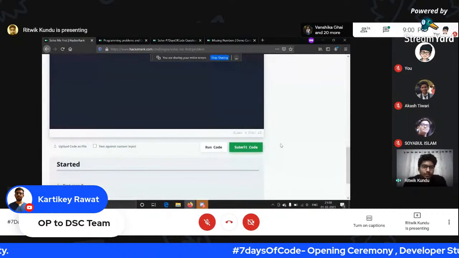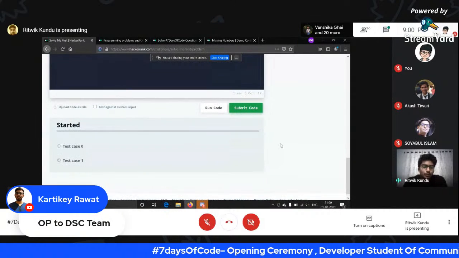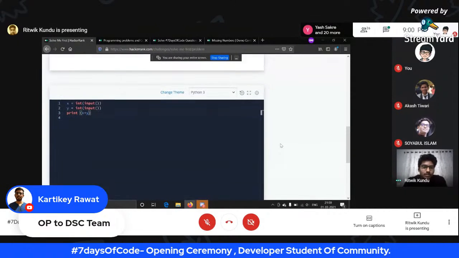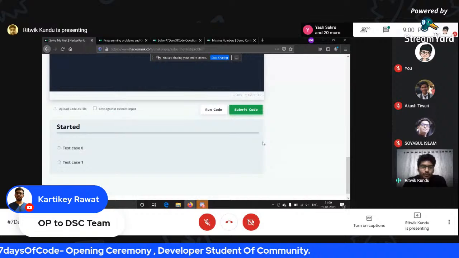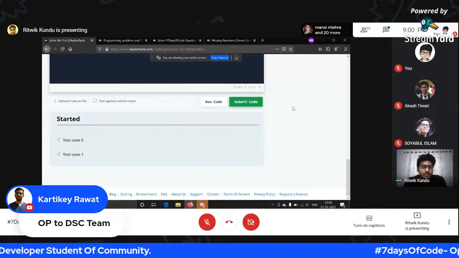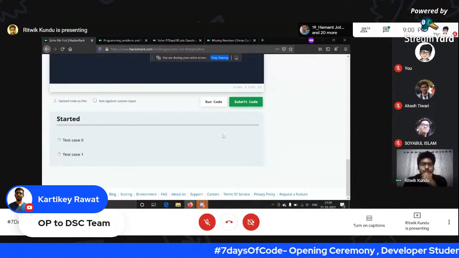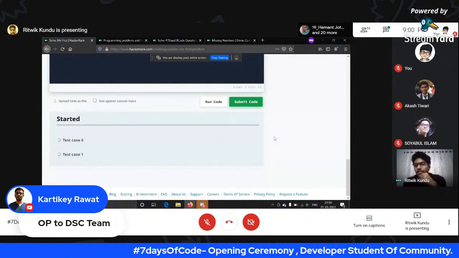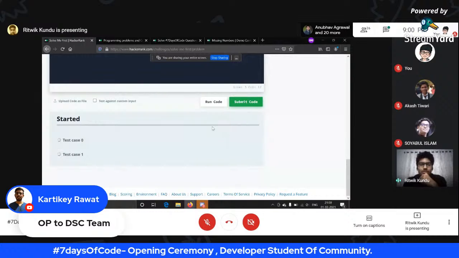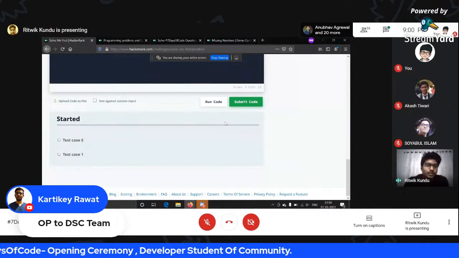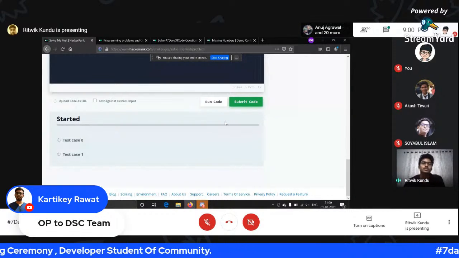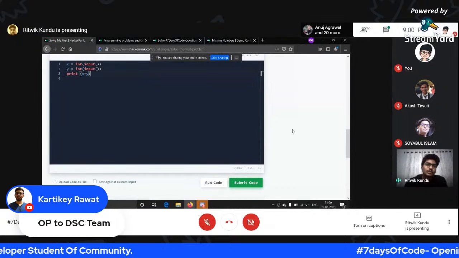And Python is, like Sajal sir pointed out, a bit slow, right? I don't know why it's taking so much time. Generally it doesn't take this much time. It just shows all correct. But I think you get the idea about how to use their online IDE.